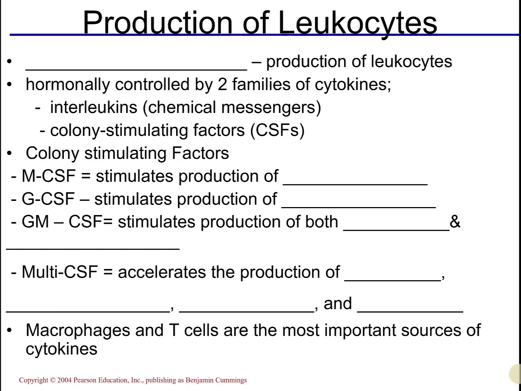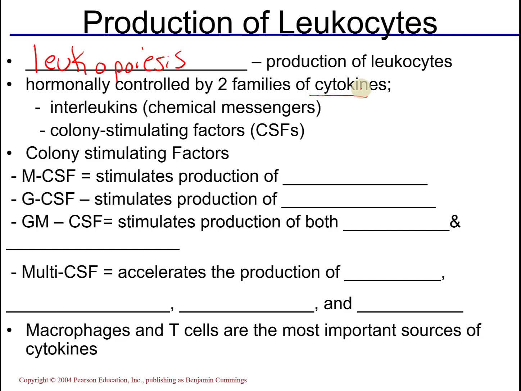This video is on blood, part 3. Last time we were talking about the production of erythrocytes, which is called erythropoiesis. The production of leukocytes is called leukopoiesis. Just as erythropoiesis is controlled by hormones, so is leukopoiesis. It's controlled by a family of hormones, two families actually, called cytokines.